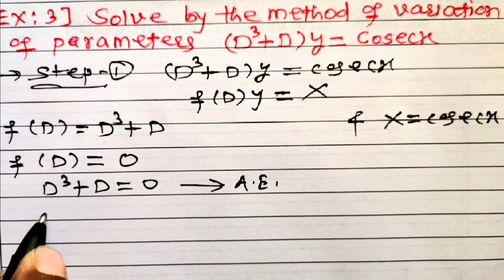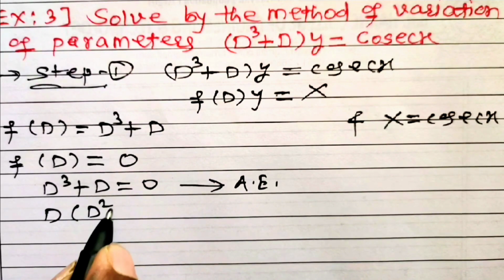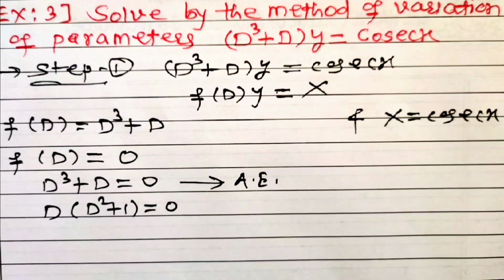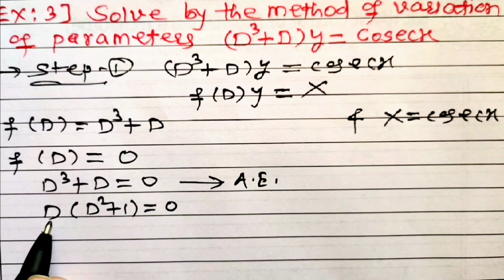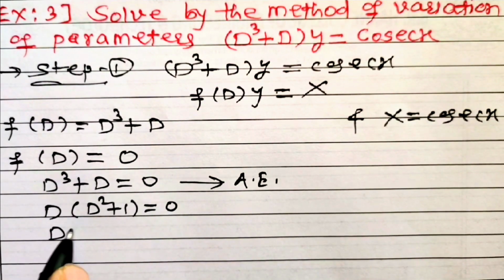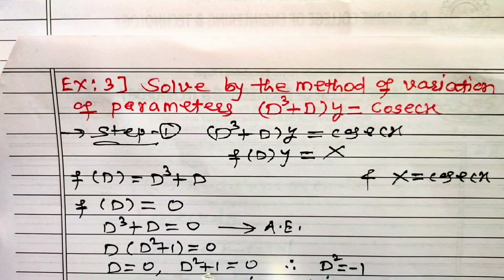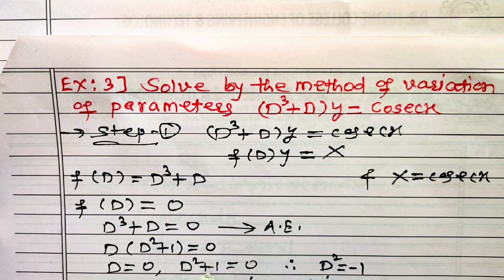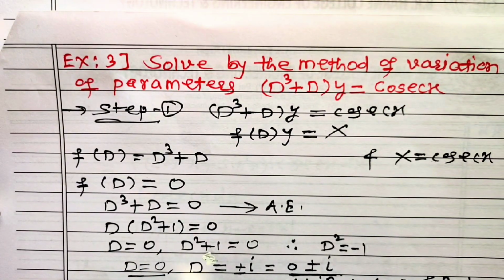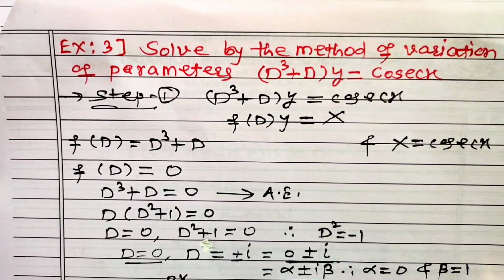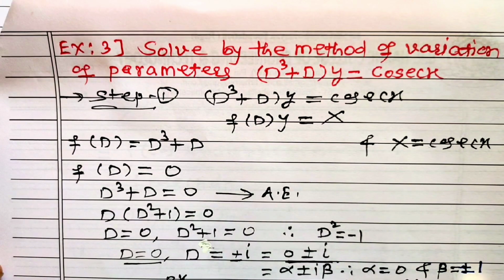Hence, taking D common from here, D into bracket D square plus 1 is equal to 0. Equating factors on left hand side with 0. D is equal to 0 and D square plus 1 is equal to 0. Hence, D square is equal to minus 1. D is equal to 0, comma D is equal to plus or minus i, which can be written as 0 plus or minus i, and comparing 0 plus or minus i with alpha plus or minus i beta, alpha is equal to 0 and beta is equal to plus or minus 1.